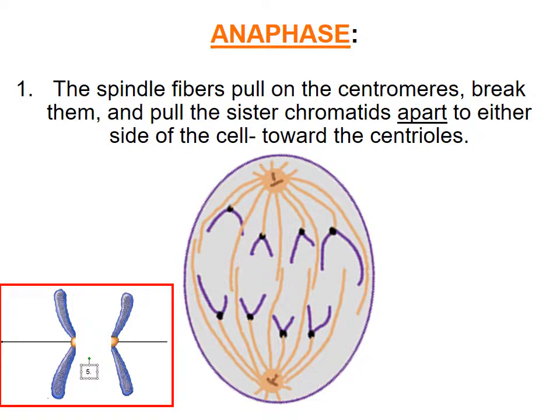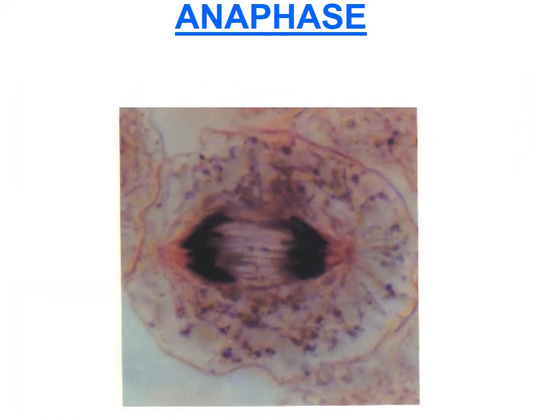During anaphase, the spindle fibers pull on the centromeres, breaking them, and pull the sister chromatids apart to either side of the cell. The sister chromatids are pulled towards the centrioles. This phase is remembered as A for apart, because the chromosomes are pulled apart. Keep in mind that the way the chromosomes are divided makes sure that each cell gets the same identical genetic information. Here is anaphase. It's recognizable by the V shape of the chromosomes as they're being pulled.